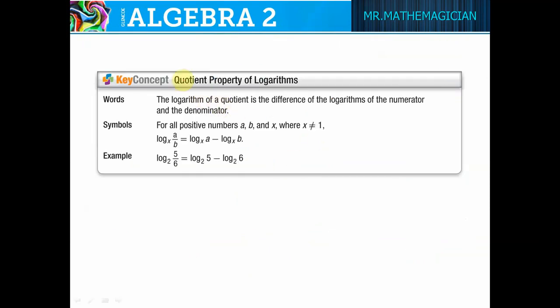Now the quotient property. We mentioned in the product property that the multiplication will be addition. Now in the quotient property, the division will be subtraction. As you can see, log a over b base x equals log a base x minus log b base x. Example, log 5 over 6 base 2 equals log 5 base 2 minus log 6 base 2. So numerator over denominator, so the first one minus the second one.